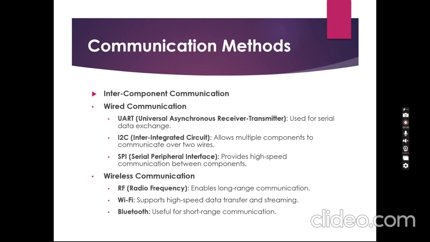The second communication method is wireless communication. In wireless communication, we have RF, Wi-Fi, and Bluetooth. RF stands for radio frequency, a long range communication method for remote control and telemetry. Wi-Fi provides high-speed data transfer and real-time streaming. Bluetooth is short-range communication for tasks such as pairing and transferring small amounts of data.